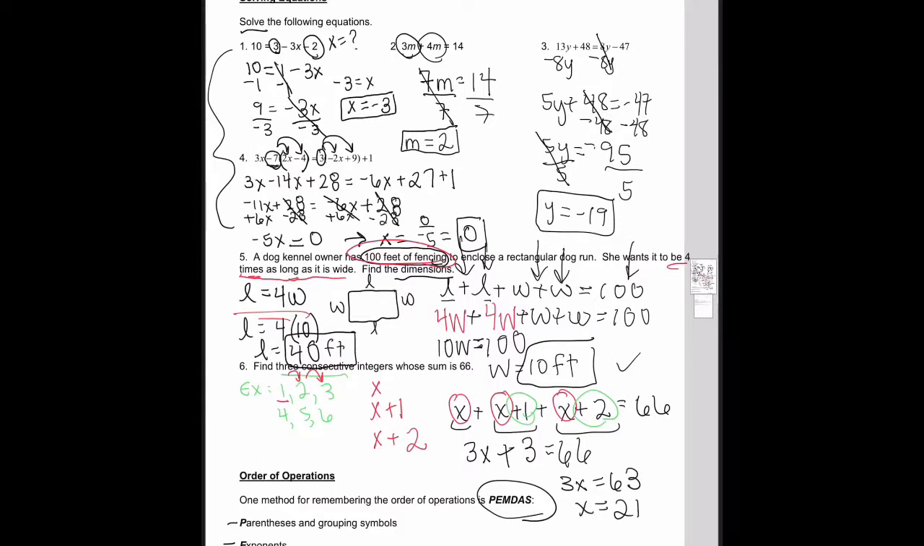All right, so what that means is, what you just found is x equals 21. Okay, but you need to find all 3 numbers. So it's not enough to just say 21. Okay, so the next number would be 22. The next number would be, well, 21 plus 2 is 23. And there's your 3 consecutive numbers.